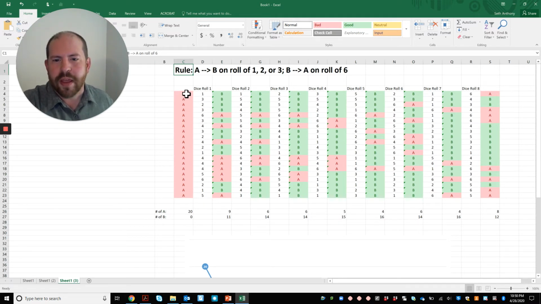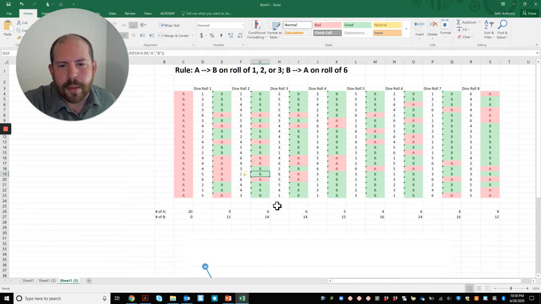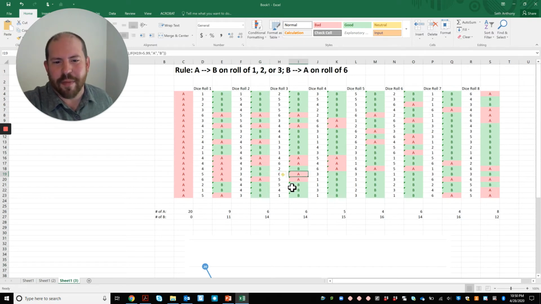On the first roll, any A that rolls a 1, a 2, or a 3 gets to convert to being a B. So we get lots of A to B conversion. On the second dice roll, let's see what's happening here. We're getting more A to B conversion. It's not until the third dice roll in this case that we get a B that's been formed rolling a 6 and converting back to an A, even while we're also getting more A's converting over to being B's.